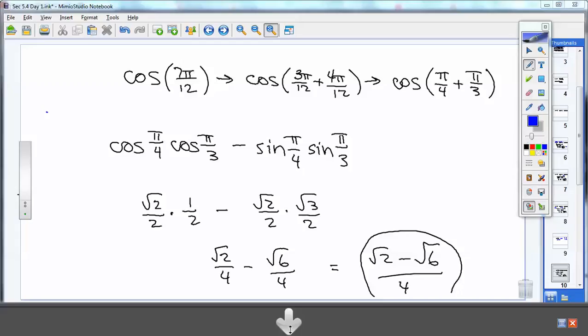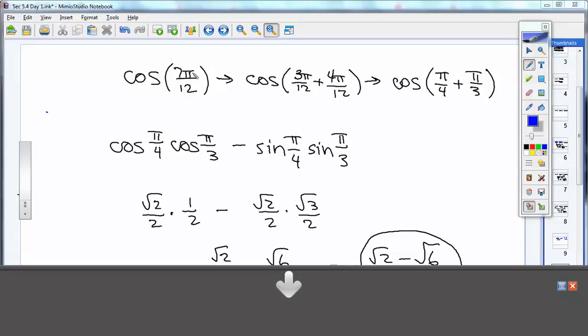If you did convert that to a decimal, that'd be negative, which makes sense because 7 pi 12ths is in quadrant 2. Right? 7 pi 12ths is in quadrant 2. So cosine in quadrant 2 should be negative. Right? But we'll just leave it just like that if we're doing this with no calculator, which is where we would be doing this problem.